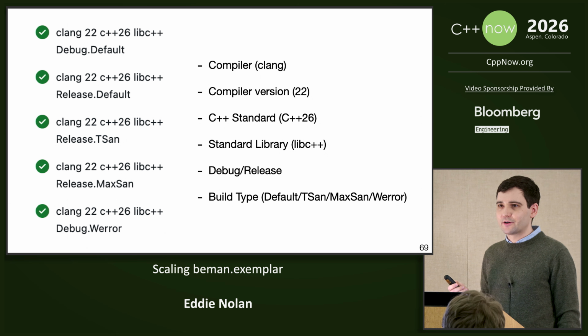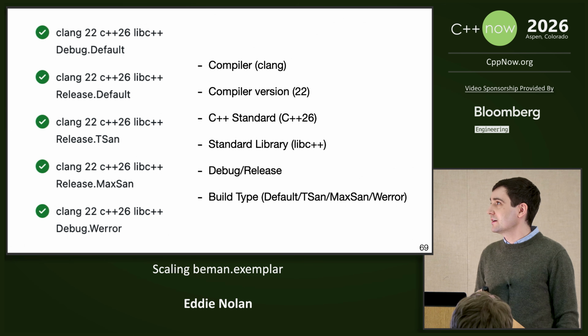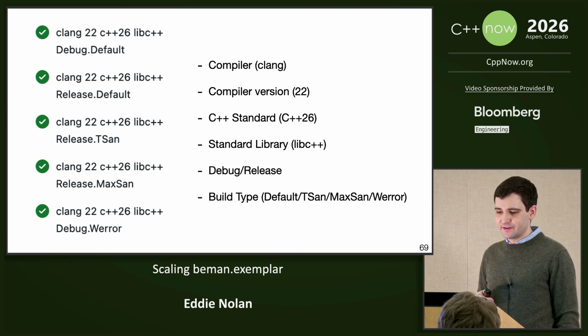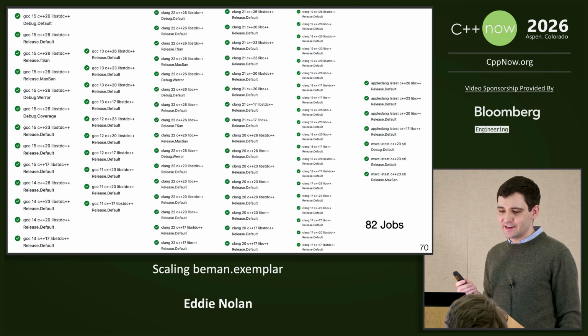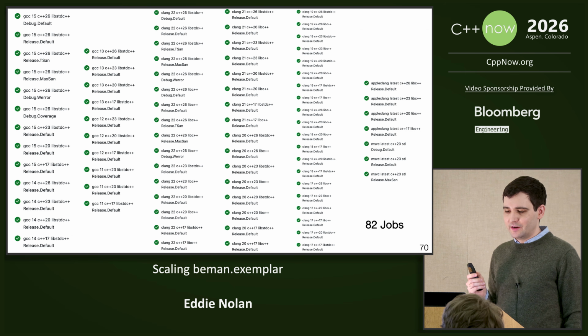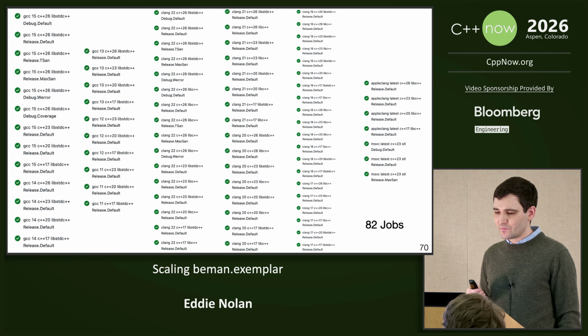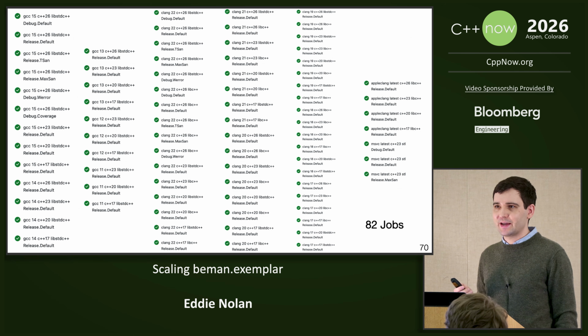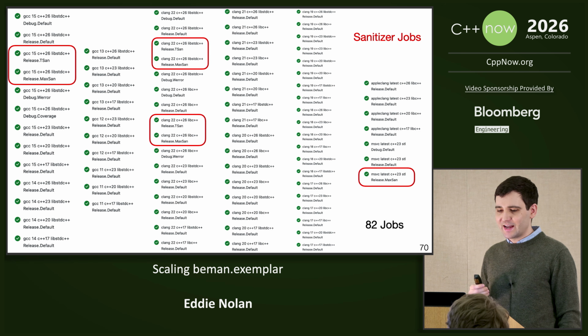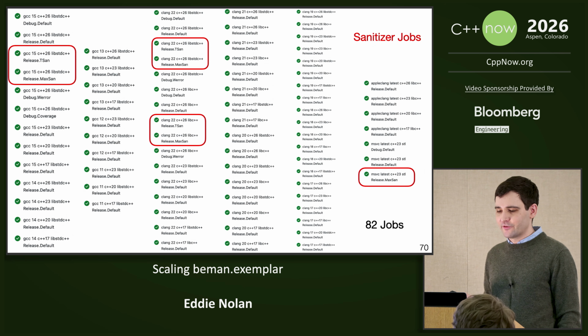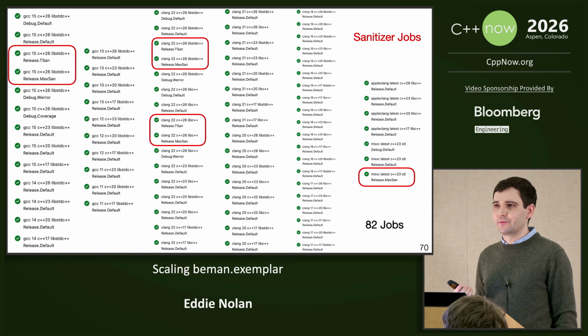So all of these are configurable in the new system, but if we actually look at all of the different jobs, there's 82 total jobs that are configured this way that Exemplar is running for C++ build and test. We notice that unlike previously where we had all these different sanitizer builds, we actually only have a thread sanitizer and a max sanitizer build per compiler per standard library version. MSVC, of course, only has the one max san build because it doesn't support thread sanitizer.